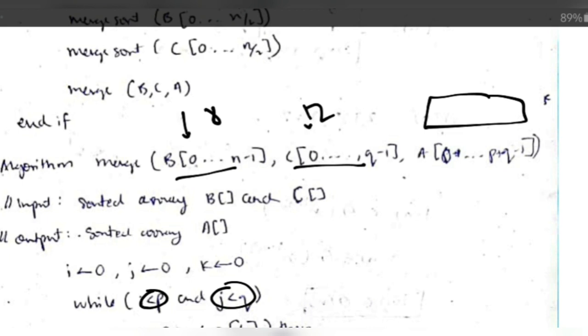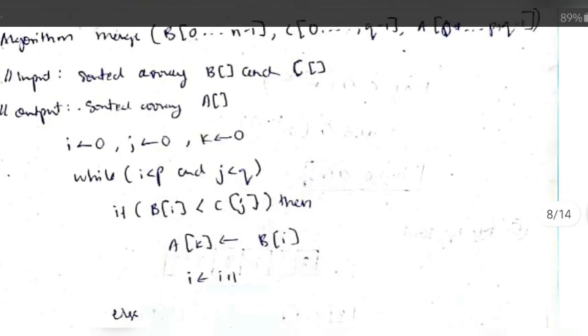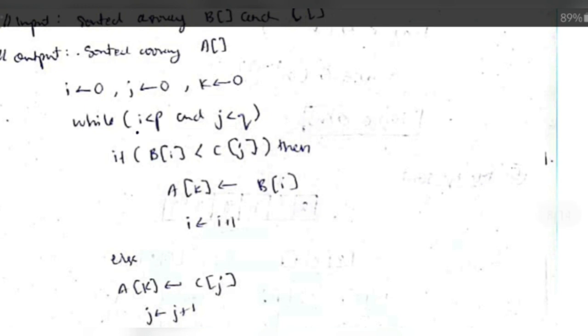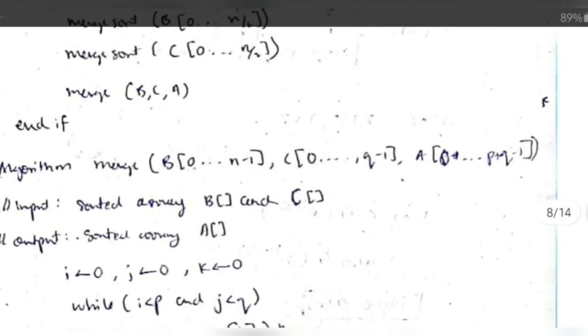So we'll be comparing the first position. Since we have only one element, we'll be comparing 8 and 2. Which is smaller? 2. So in case I is smaller, at that time b of I will be placed in a of k. What is b of I? B of I is the first position of B array, which is 8. Or else 2 of this array, which is j.